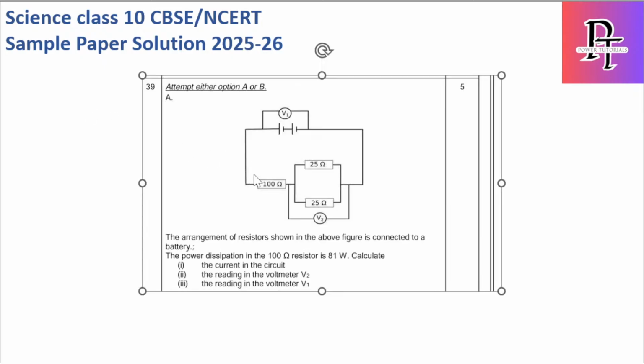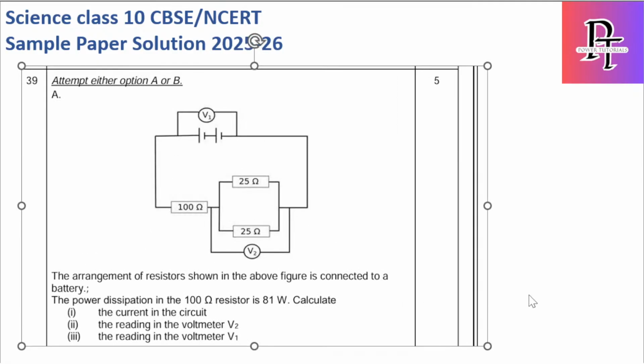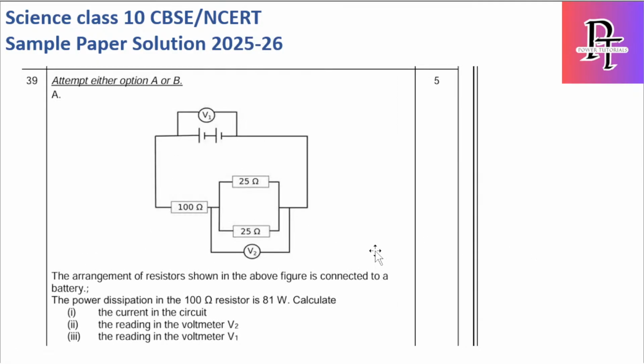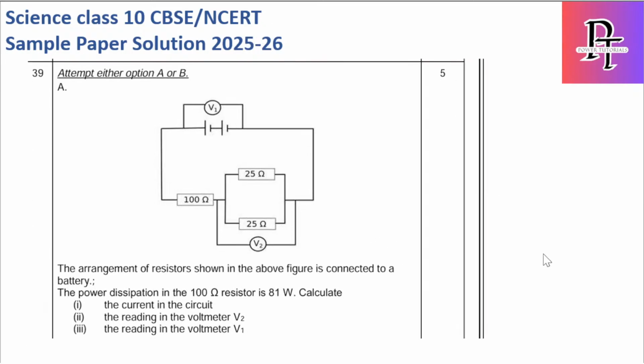For the 39th question, we have a total of 4 questions. For normal students it is mentioned A or B, and for visually impaired students it is also mentioned A or B. So we're going to cover all 4 questions in detail in this part, along with the concepts related to these questions. Okay, let's see the first one. Attempt either option A or B, it is clearly mentioned.